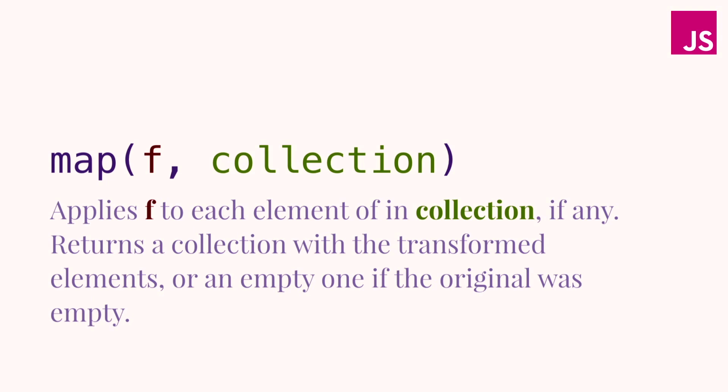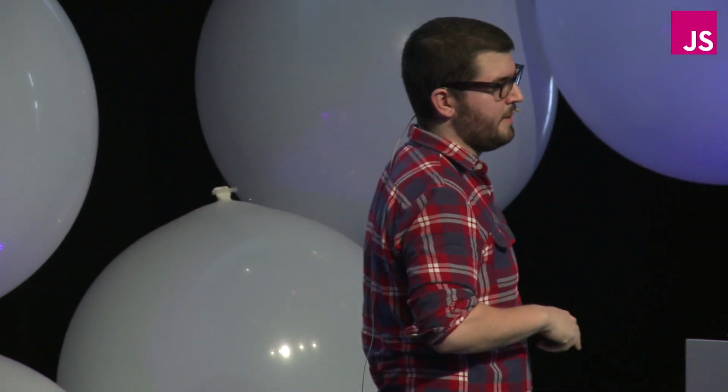The interesting thing is that if the collection is empty, nothing happens. You get an empty collection back. That might seem normal and just boring even, but it's interesting. We'll see why in a minute. So as you expect, if you map increment over a list of integers, you get a list of integers back incremented. Empty list, you get an empty list.